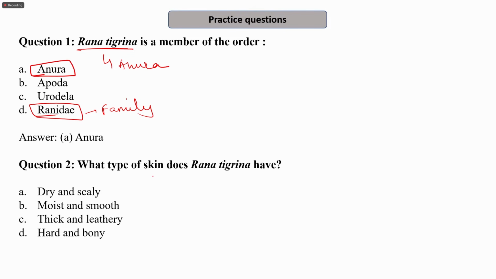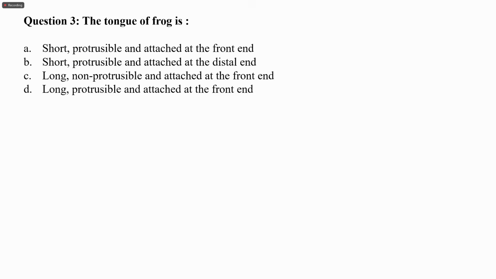Second, what type of skin does Rana tigrina have? Does it have dry and scaly skin? False. It does not have dry skin. It has moist and smooth skin. Yes, Rana tigrina does have moist and smooth skin. Skin is not thick and leathery. Skin is not hard and bony. So the answer is moist and smooth.